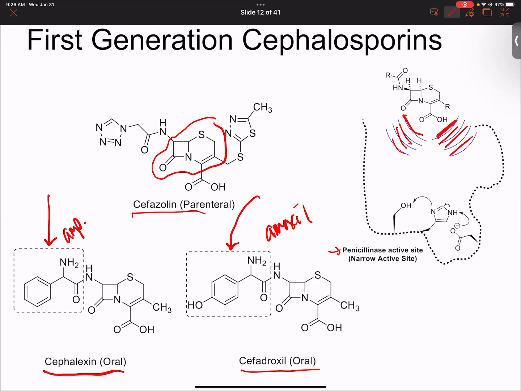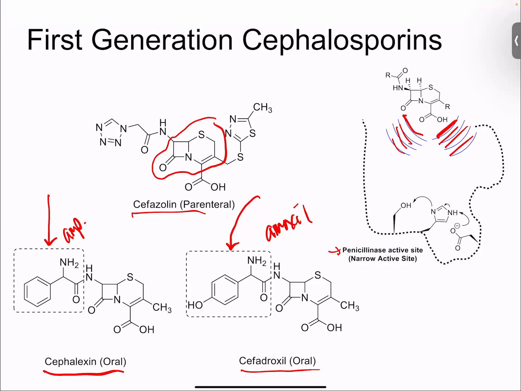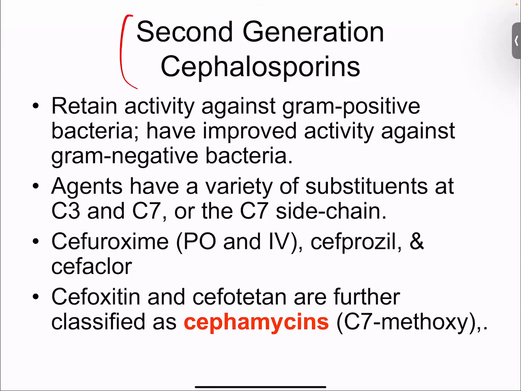First generation agents. I won't spend too much time on the second generation agents. You guys mentioned cefuroxime, which I think is probably the most relevant today. Cefprozil and then cefaclor, I mean, I can't tell you the last time I saw those drugs dispensed or prescribed. And then we did talk about the cephamycins.